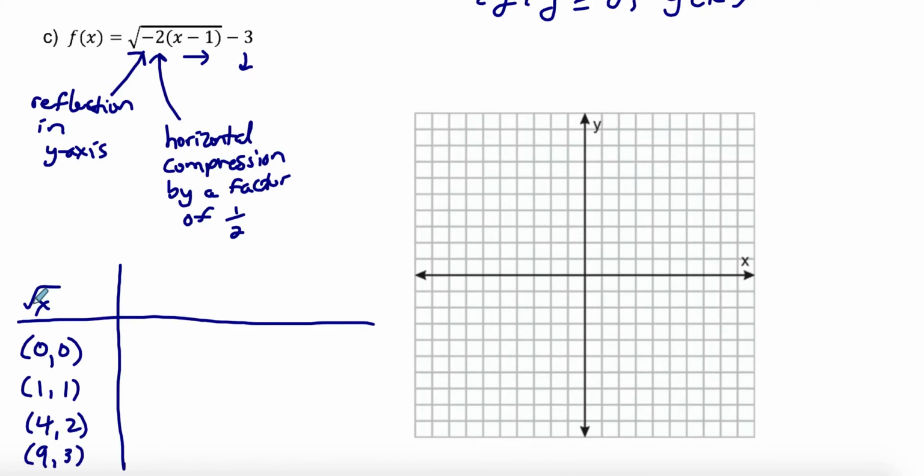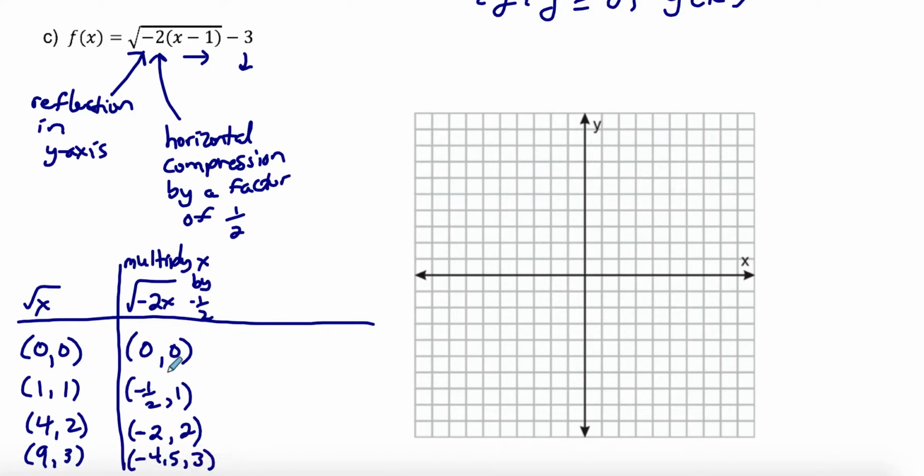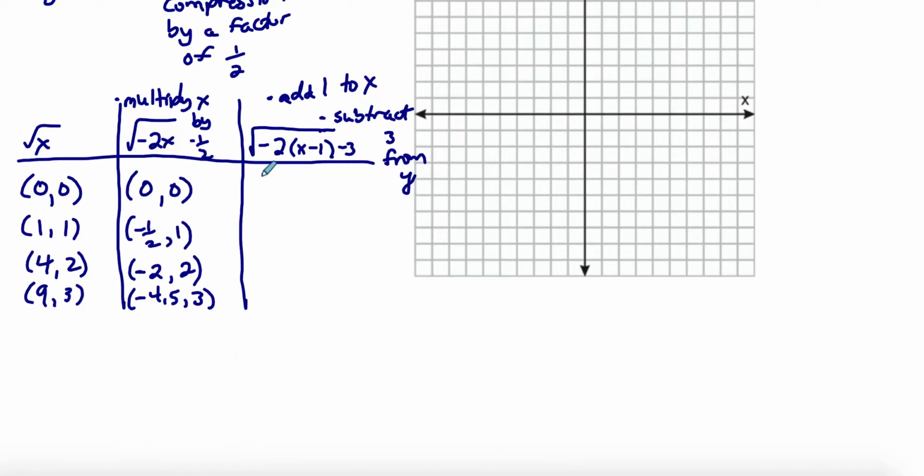So if I start with my parent function, the very first thing I'm going to focus on would be this -2. And maybe we're getting a little better now, and I might do all of that at once. So what I need to do, if that's a horizontal compression by a factor of 1/2, I have to multiply all my x's by 1/2, -1/2. My y values stayed the same. My x values became negative, and I multiplied all the x values by 1/2. The next thing I want to do, I want to add 1 to my x's, and I want to subtract 3 from my y's.